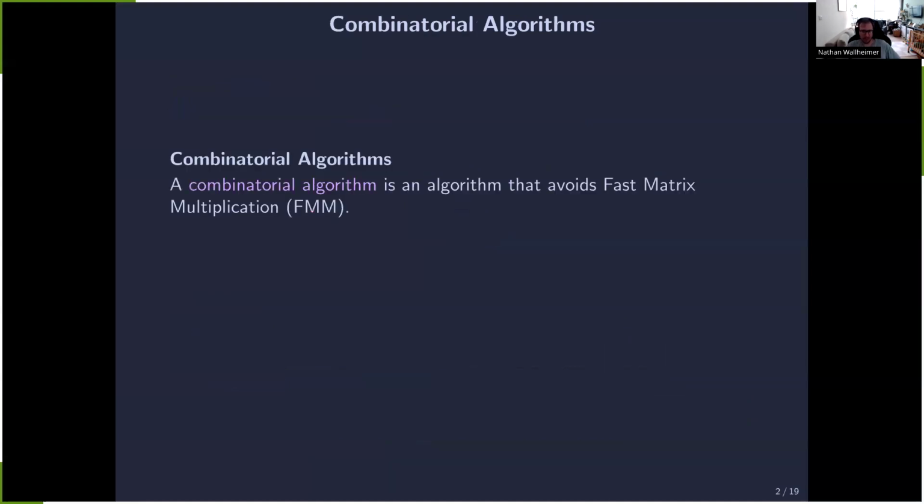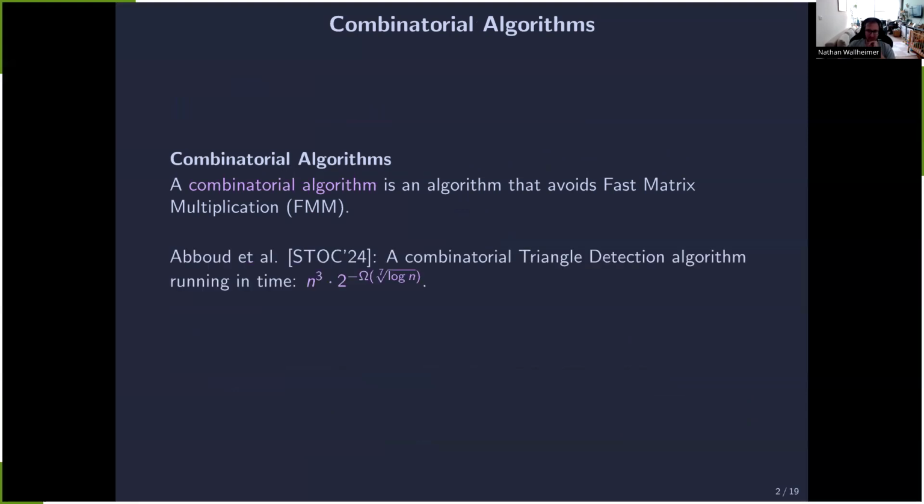Well, people have tried to find such algorithms, and these algorithms are called combinatorial algorithms. It's not a rigorous mathematical definition, but it works for us. We can identify a combinatorial algorithm when we see one. The fastest combinatorial algorithm currently is the one by Amir Aboud et al. from STOC 24. It runs in n cubed over 2 to the power of the 7th root of log n. It's still not strongly subcubic.